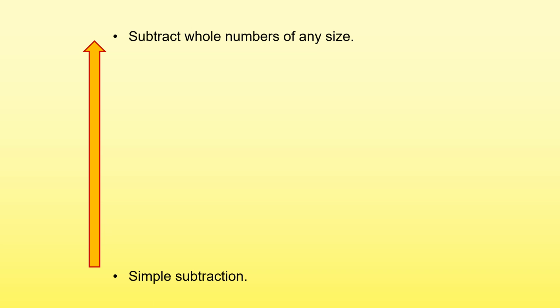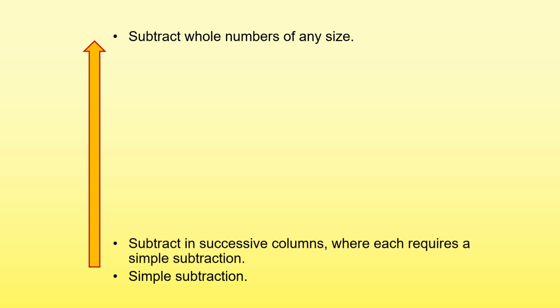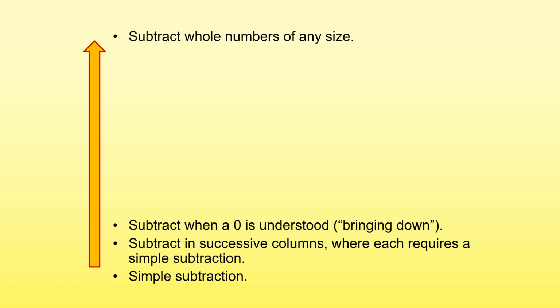If we would like to start with simple subtraction, which many of our learners might already know, and if we would like to lead the learner to the point that they can subtract whole numbers of any size, consider all of the steps that are involved, that learning hierarchy, before they can bridge the gap between simple and subtraction of whole numbers of any size. You have to be able to deal with successive columns. They have to be able to deal with the zero when it's understood.